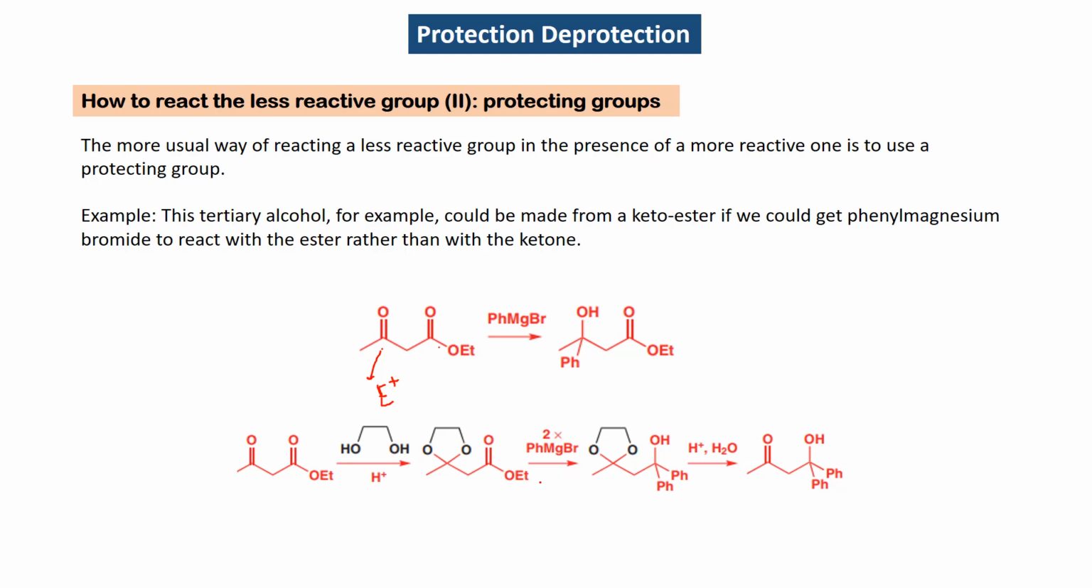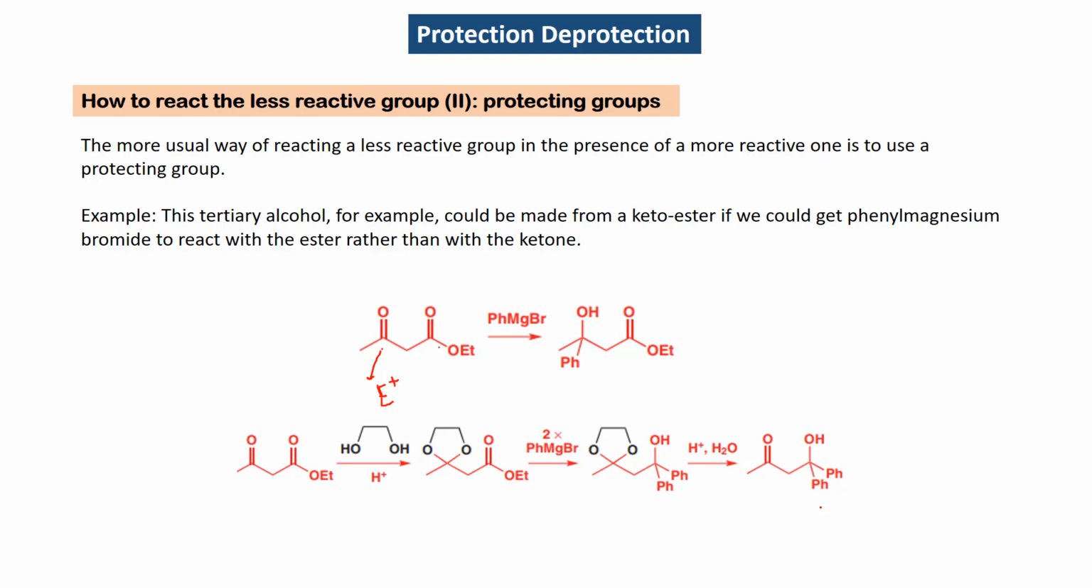In that case, if you add a Grignard reagent, then it will react with this ester center generating this type of alcohol. After that, if you add acid again, then this group will be deprotected and we will get our desired product. So by this protection methodology we can control the reactivity of the functional group.